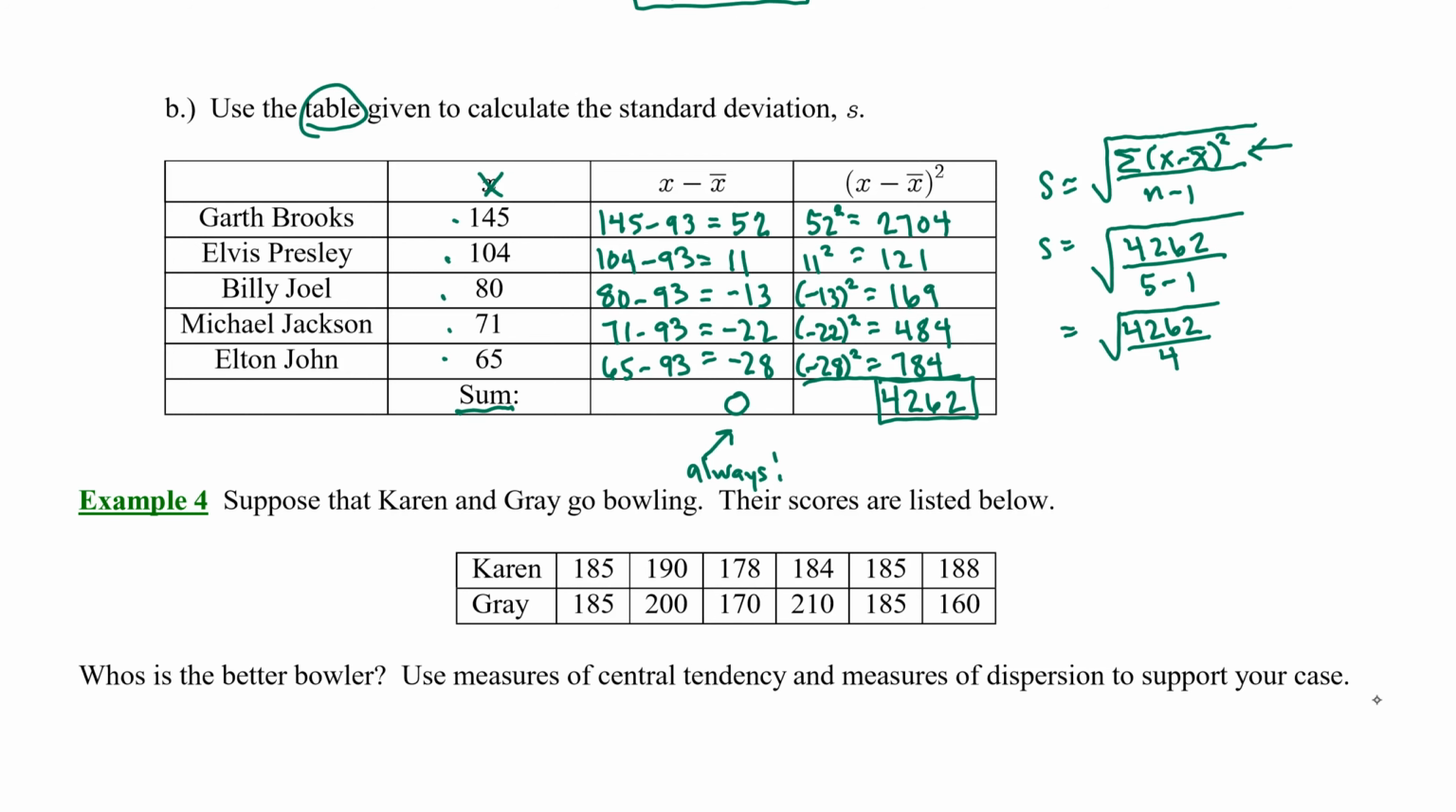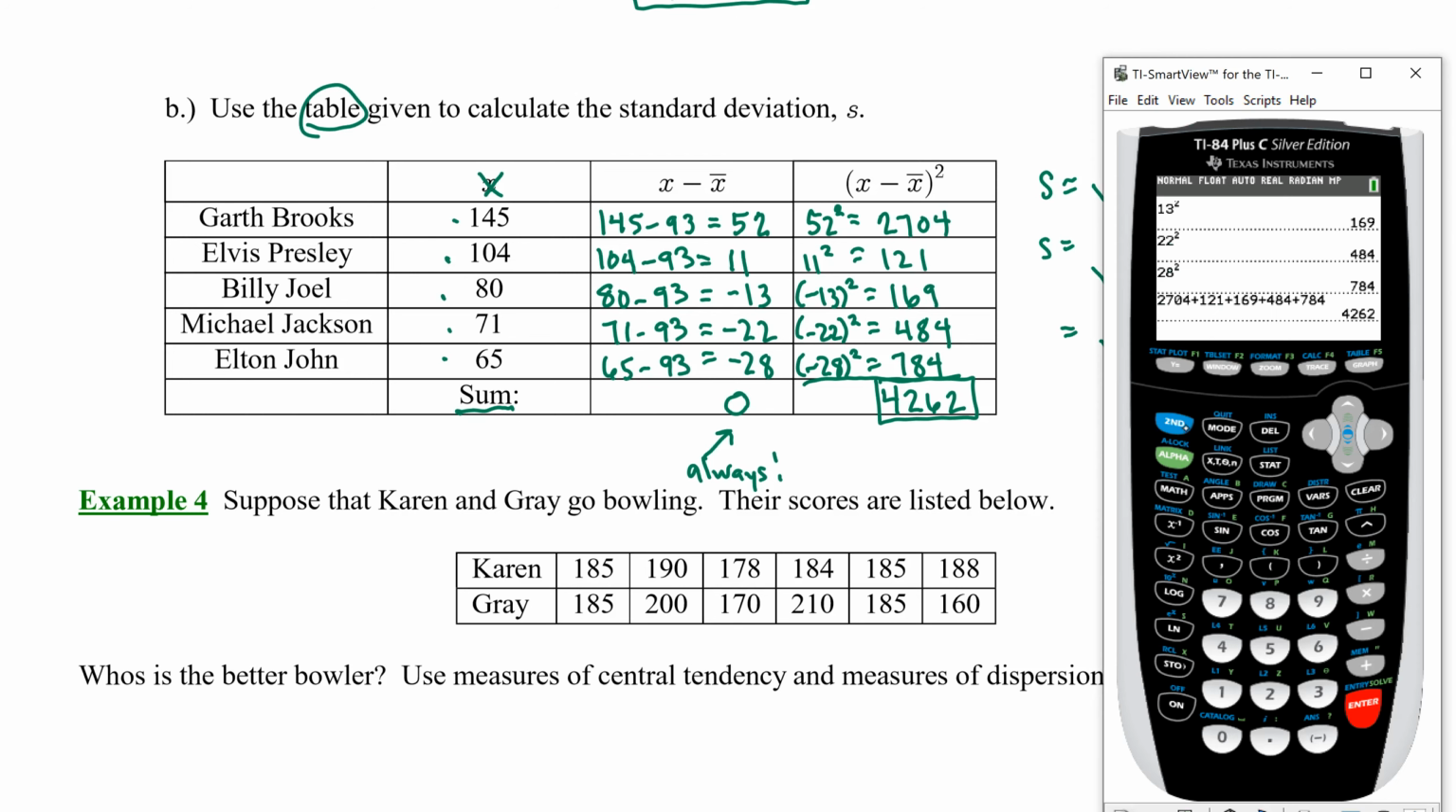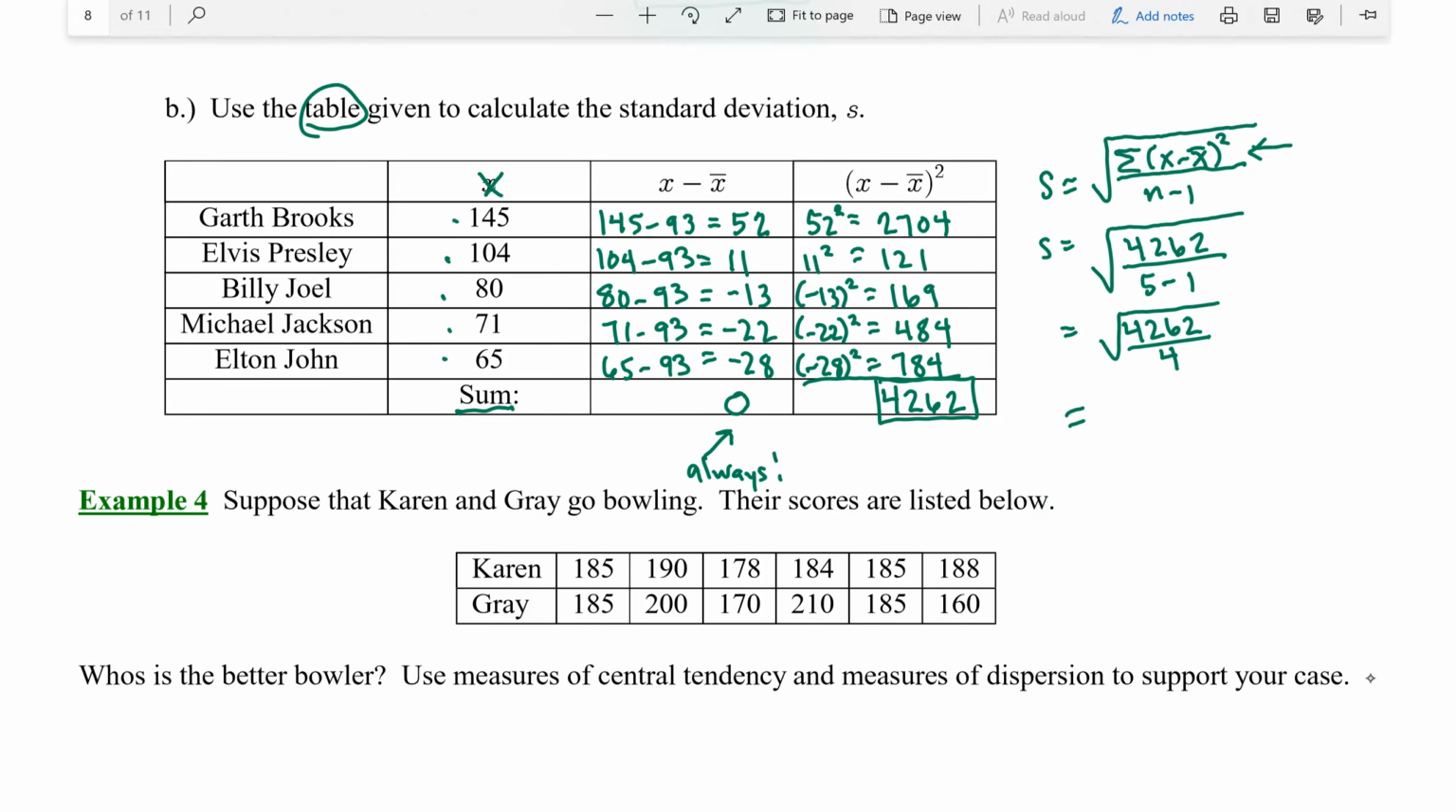4,262 divided by 4. I'm just going to type that directly into the calculator. To get the square root, we do our second key and the x squared button. Notice above the x squared button, you can see that radical there in blue. So I'm going to type in the radicand, 4,262 divided by 4, and we'll just round to the nearest tenth. We get 32.6 for our standard deviation. So 32.6 is the standard deviation.